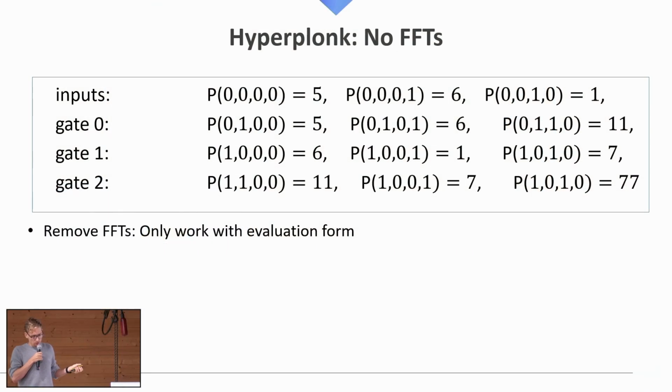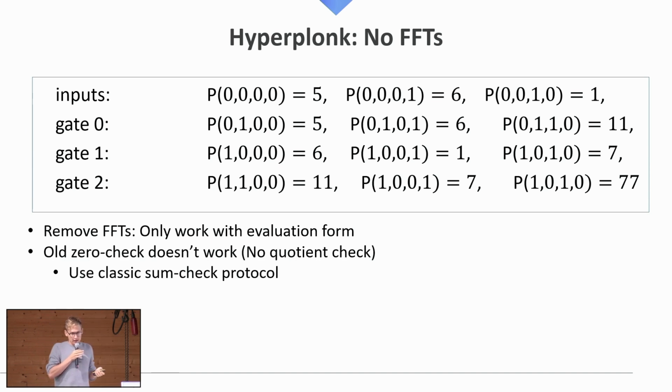So how do we do this? Well, we want to remove the FFT, right? I've just said we're interpolating this polynomial differently, but still the question is how do we avoid this FFT. The idea is that we're actually not going to instantiate this polynomial at all. We'll just keep the polynomial in this so-called evaluation form, and then we'll use protocols that work with this evaluation form. In particular, we want to make this zero check work. We want to prove that some polynomial is 0 over this entire space.